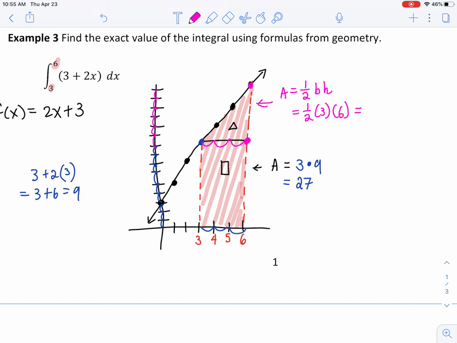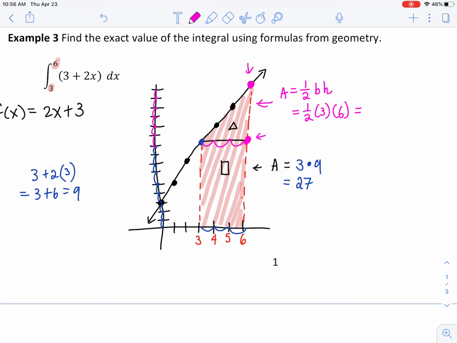1/2 times base is still 1, 2, 3, right? Still 3. Height is, now we got to figure out the distance from this point to that point. And that is 1, 2, 3, 4, 5, 6. And it looks so easy because my picture was just so perfect. But, you know, what if you were not drawing such a beautiful, perfectly scaled picture?